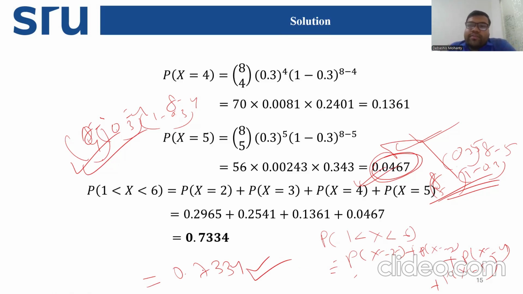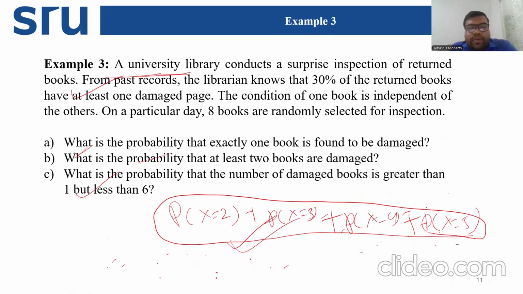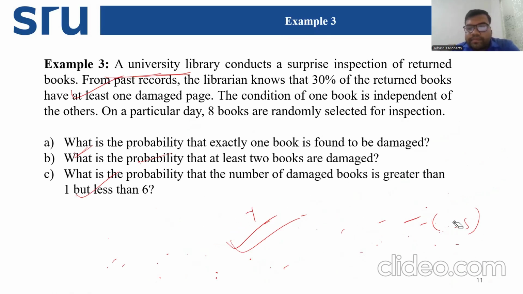In the first question, we calculated how to find that exactly one item is defective. That means we found the value of x equals 1, that is 0.1976, right? Second question: what is the probability that at least two books are damaged? At least two means greater than or equal to 2. Already we found that: 1 minus probability of x less than or equal to 1.